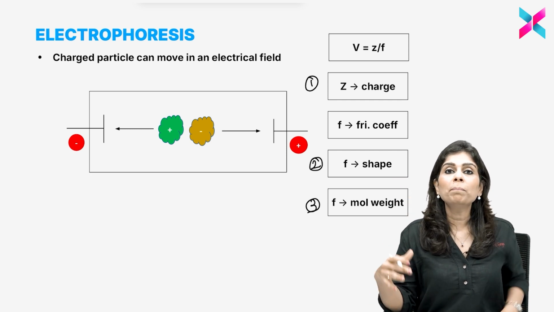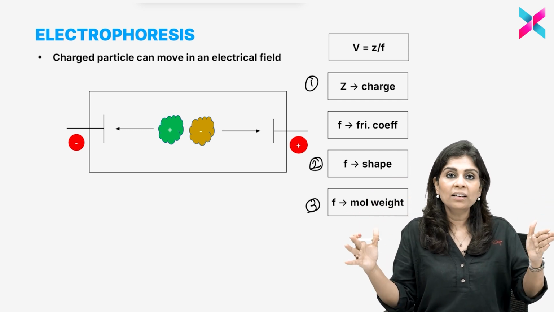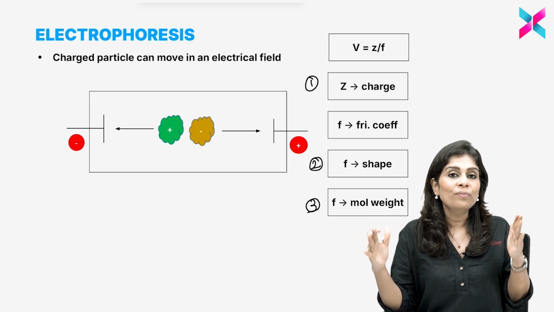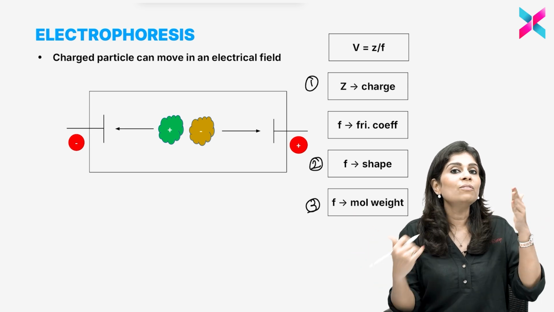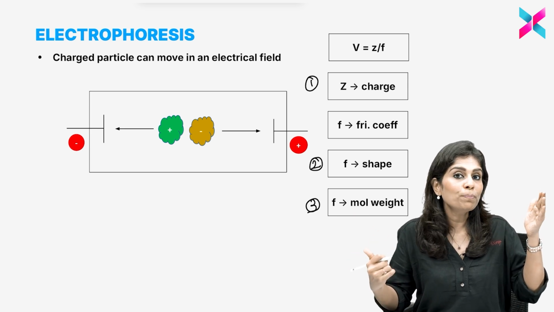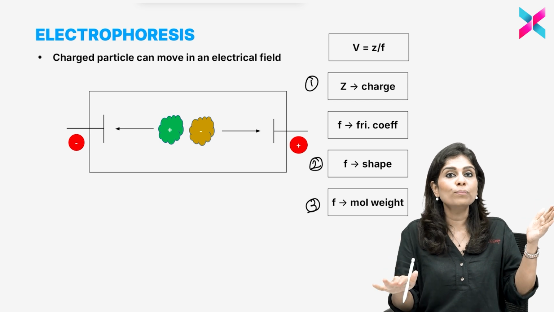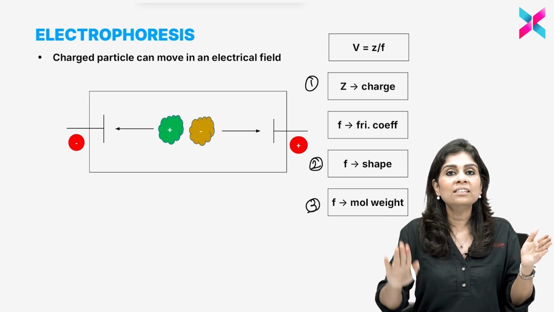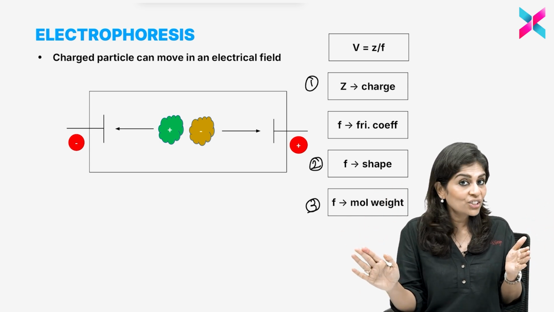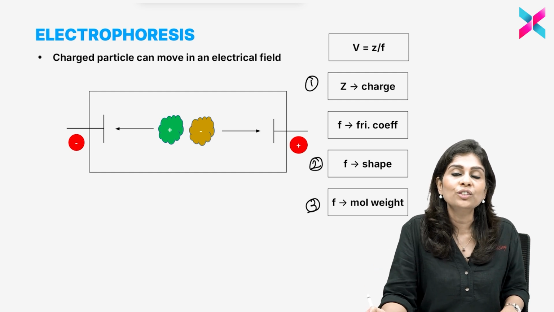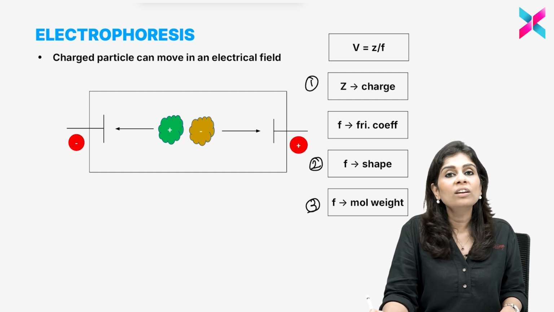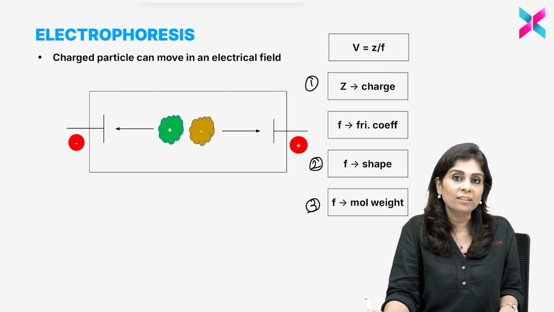What will happen when a particle is heavy? A heavy particle cannot move. So, velocity and molecular weight are inversely proportional. So, where should you place the molecular weight? In the denominator. That is why V is equal to Z by F, where Z is the charge and F is the frictional coefficient, which is determined by the molecular weight and shape of the particle.